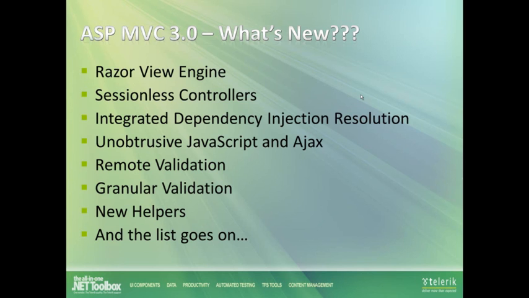Unobtrusive JavaScript and Ajax. There's remote validation now, so we can much more seamlessly make use of controller actions and methods to validate data, and we can utilize JavaScript and Ajax for that, but in an unobtrusive way, which means that a lot is happening behind the scenes for us. We don't need to really directly deal with a lot of that JavaScript and jQuery code, and that's really where remote validation comes into play.